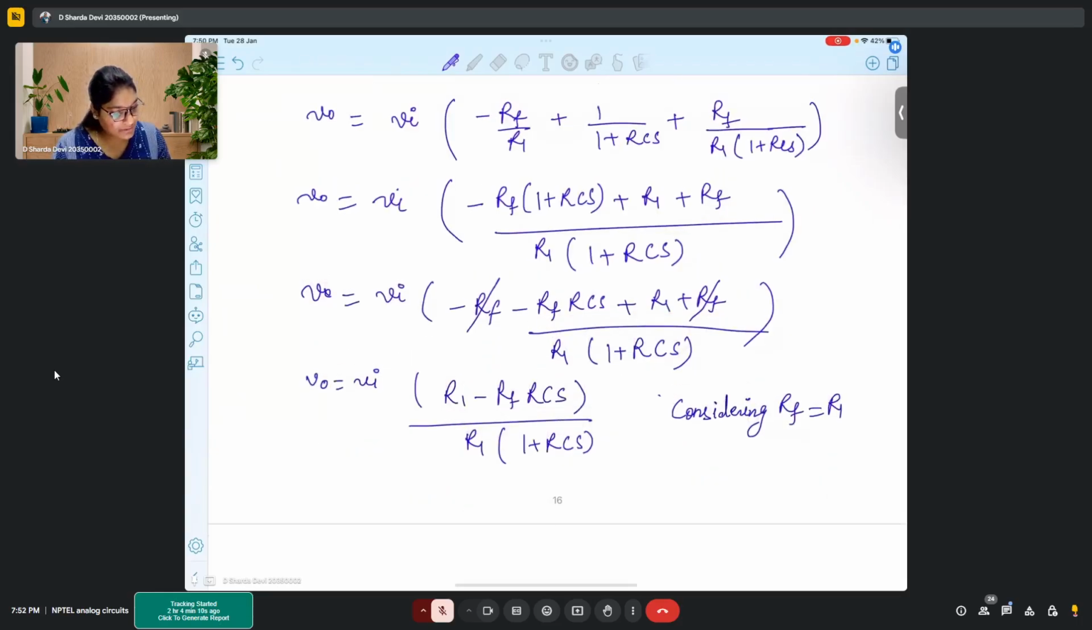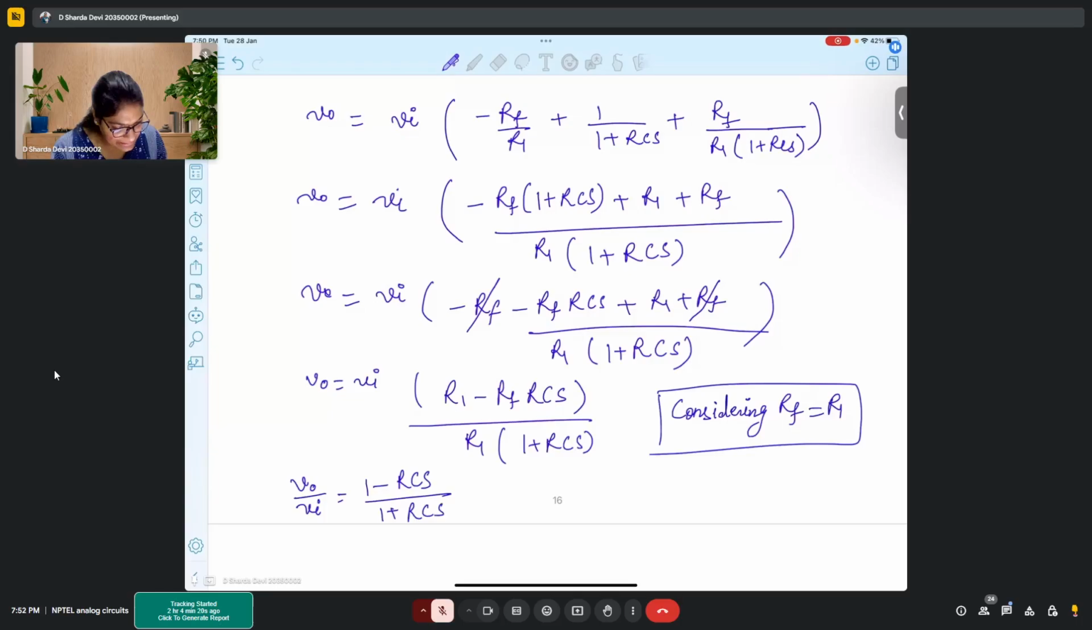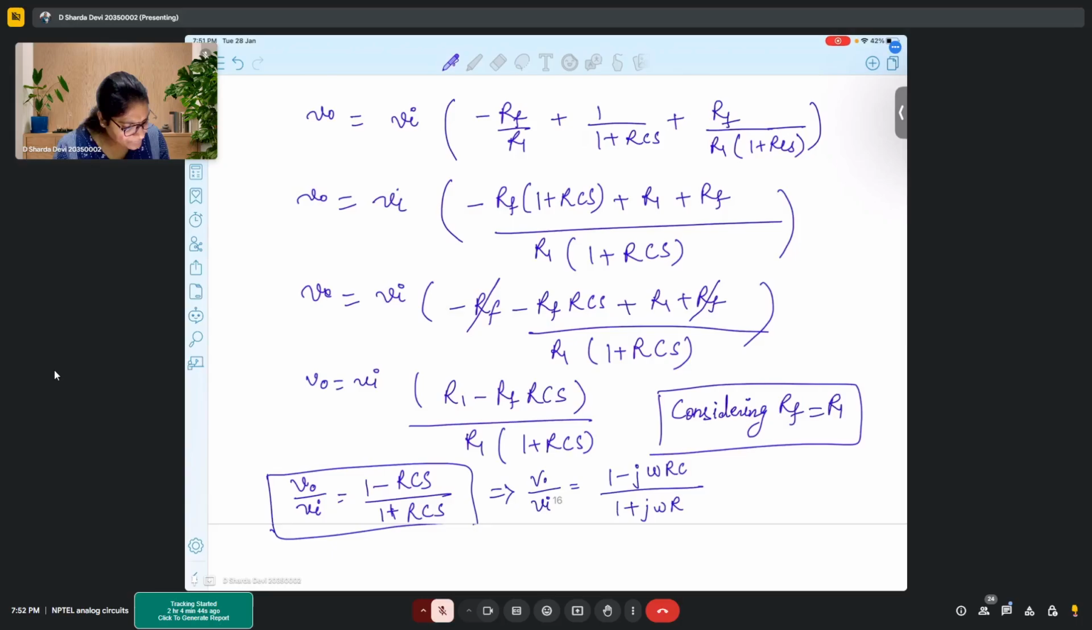Because the moment you put this condition, your V out by Vi becomes very simple. It becomes (1 minus RCS) by (1 plus RCS), right? So this is much easier to solve. So that is the only intention of considering this particular condition. So in this condition, now if I expand it to normal form, this is (1 minus j omega RC) by (1 plus j omega RC).